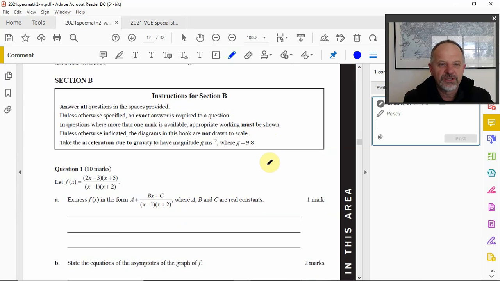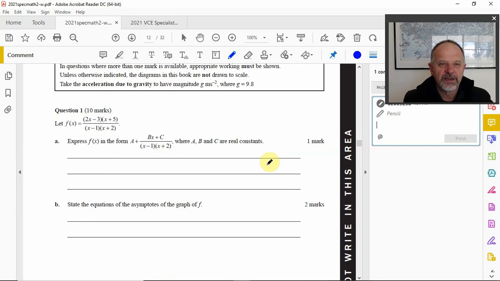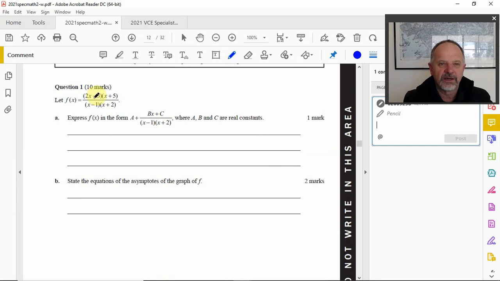All right, first question worth 10 marks, and we're told let f(x) equal this expression, 2 plus (5x minus 11) over (x minus 1)(x plus 2), and we've got 1 mark to express it in that form there. So this is the calculator job.